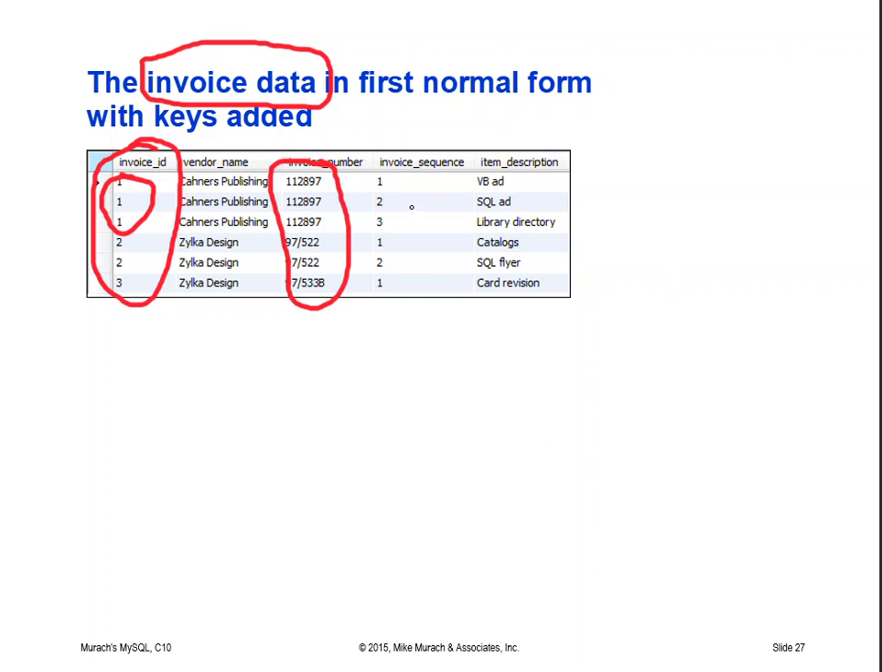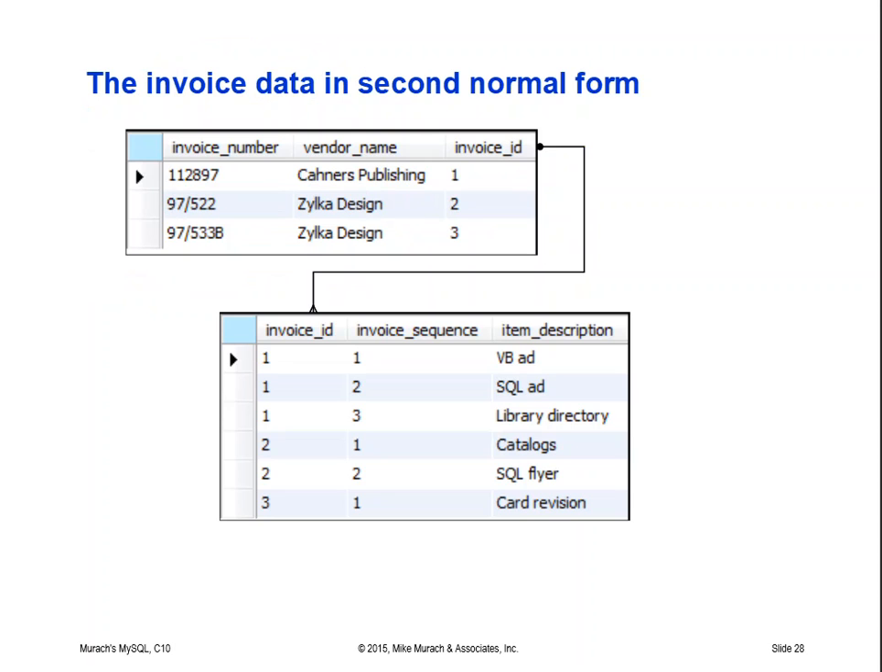So you notice here we've got invoice sequences. So these three items are on invoice number 1 here. So the way we accomplish that is we create a new table. So this table up here has the invoice number, the vendor name, and the invoice ID. So we can just call this invoice. And what we've done is we've taken the line items and put them in a new table. And if you look at our AP database, I've called it invoice line item.